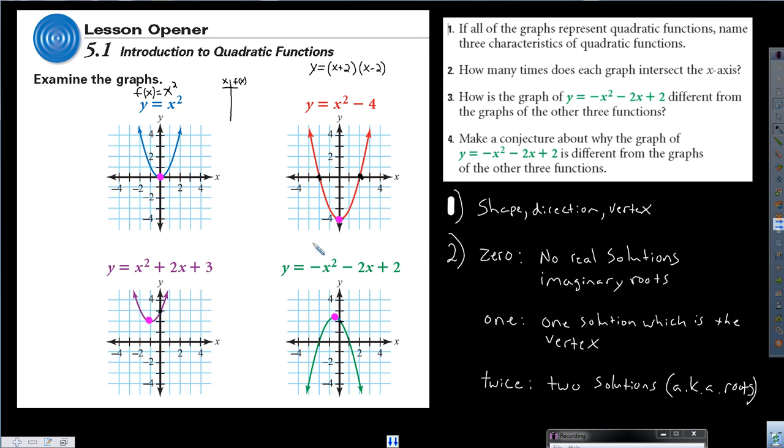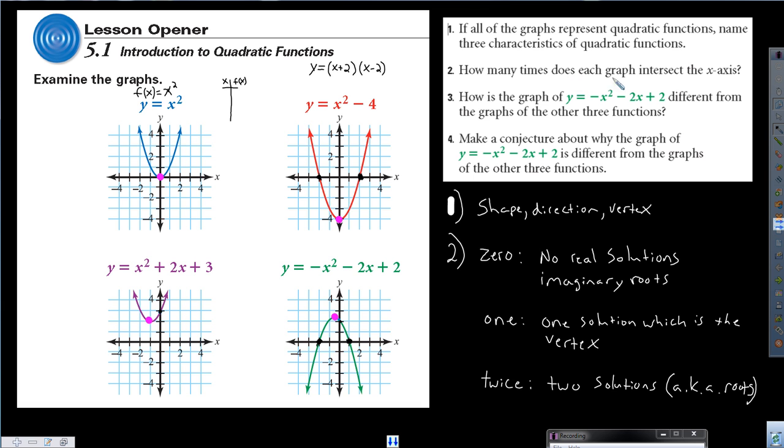We're going to go ahead and discuss that x-intercept now as well, because you can see we have one x-intercept here, we have two x-intercepts here, or two solutions, also known as two roots. We have none here, and then we have two here. So throughout the course of this chapter, we are going to learn different ways to determine the x-intercepts and different ways to represent the quadratic function.